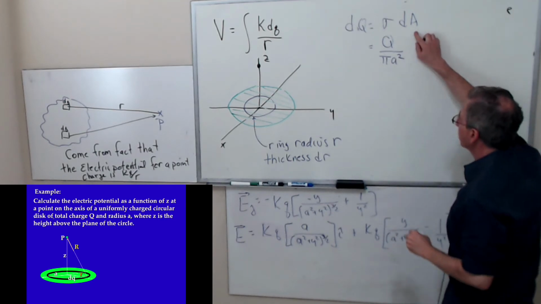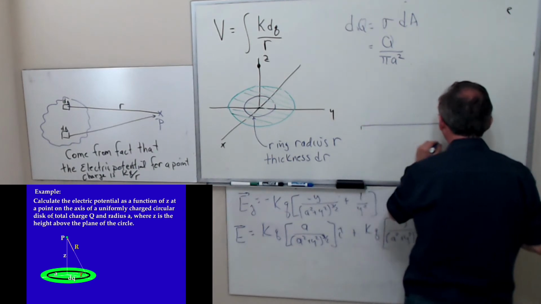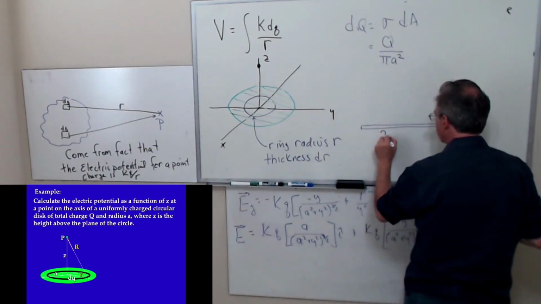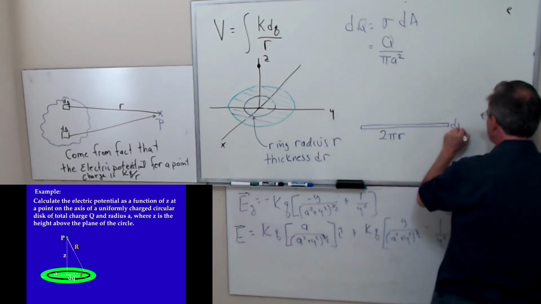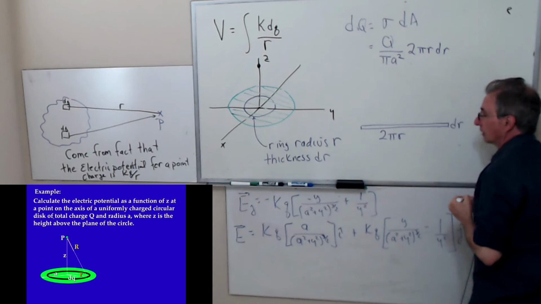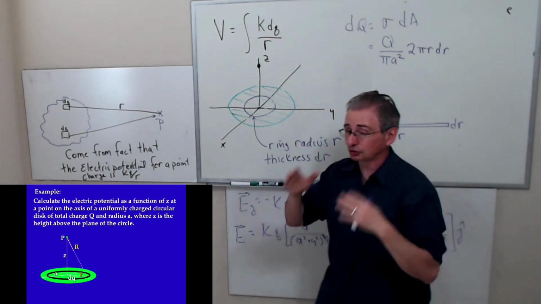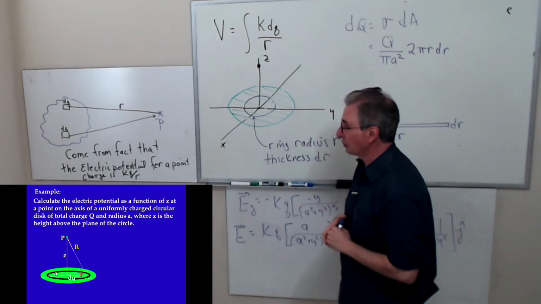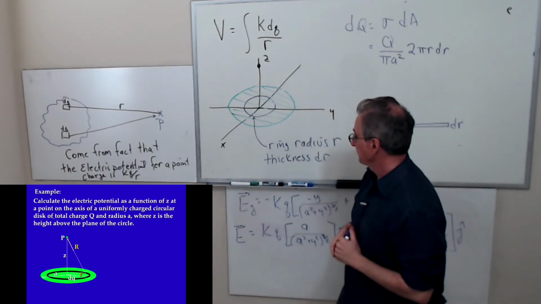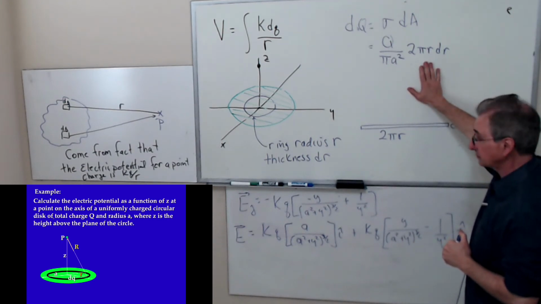What's my element of area? Well, if I take this ring and cut it out with a pair of scissors and straighten it out, the length of this thing is 2 pi r, and the thickness is dr. And so the area is going to be 2 pi r dr. Just imagine breaking this up into a bunch of teeny tiny rings, like an old tree with a lot of rings. You want to consider the amount of charge on each one of those rings.